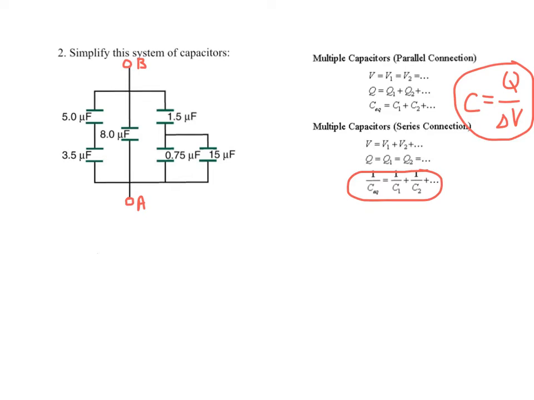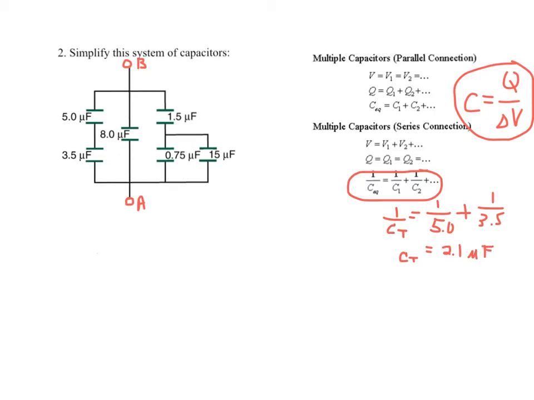I'll do it over here to the far right, because I'm going to need some space for my diagrams. So basically I'm going to have 1 over C total, they call it equivalent, equals 1 over 5.0, that's 5.0 micro, I'm leaving off the units for now, plus 1 over 3.5 microfarads. It's micro. So let's do the math there. The total capacitance, combining those to 2 sig figs, is 2.1 microfarads.